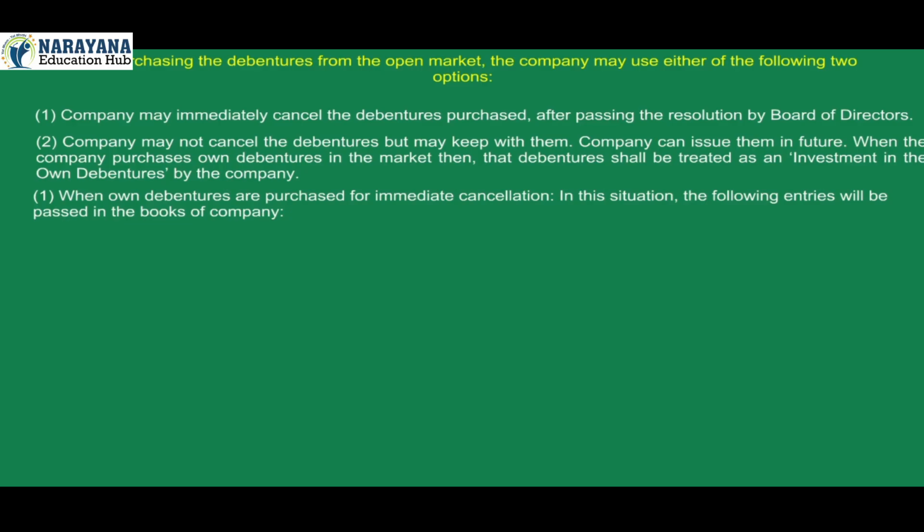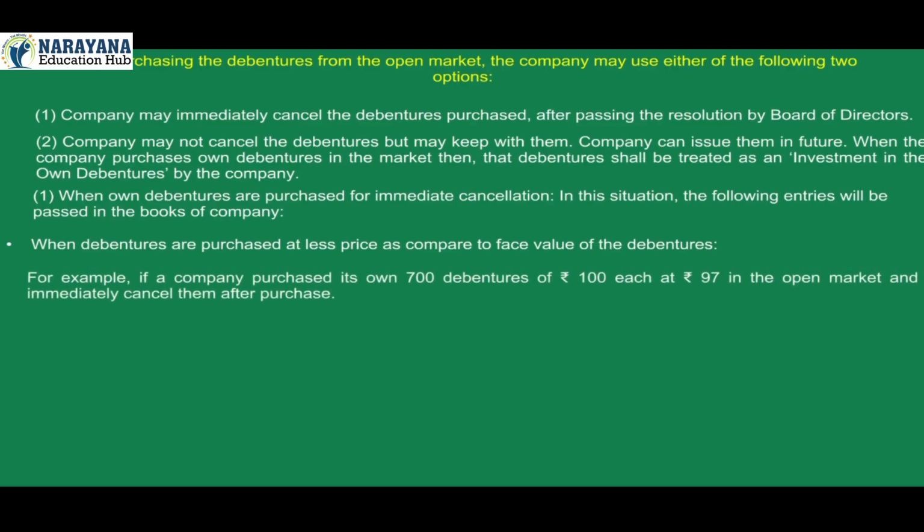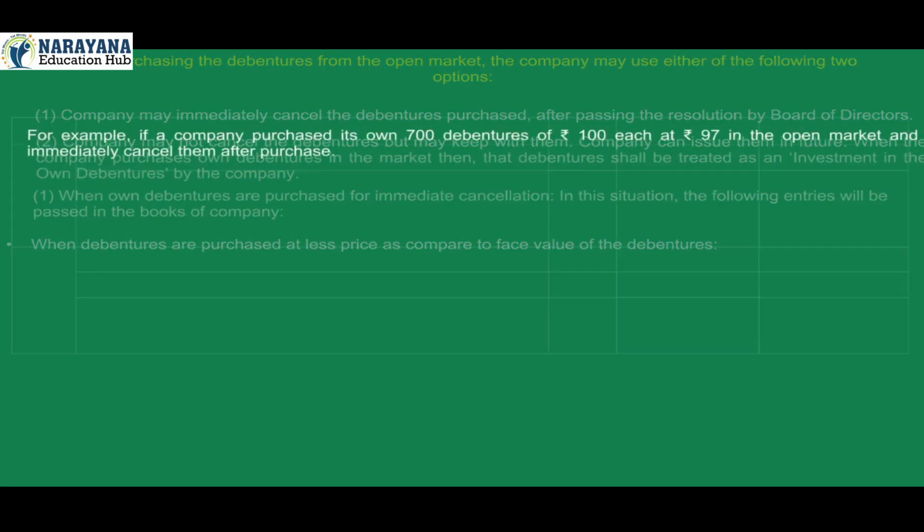1. When own debentures are purchased for immediate cancellation. In this situation, the following entries will be passed in the books of company. When debentures are purchased at less price as compared to face value of the debentures. For example, if a company purchases its own 700 debentures of Rs 100 each at Rs 97 in the open market and immediately cancels them after purchase.